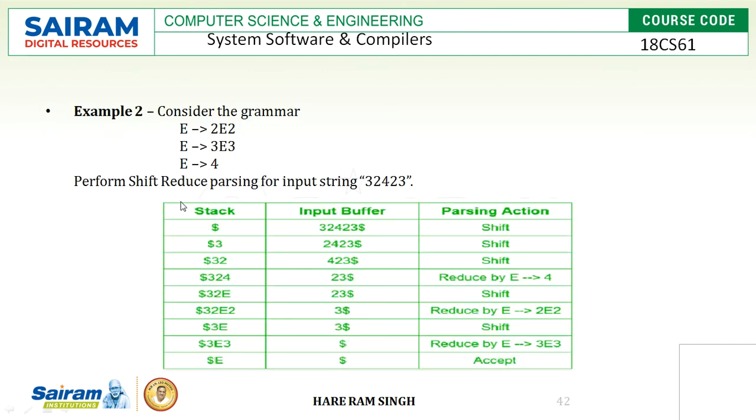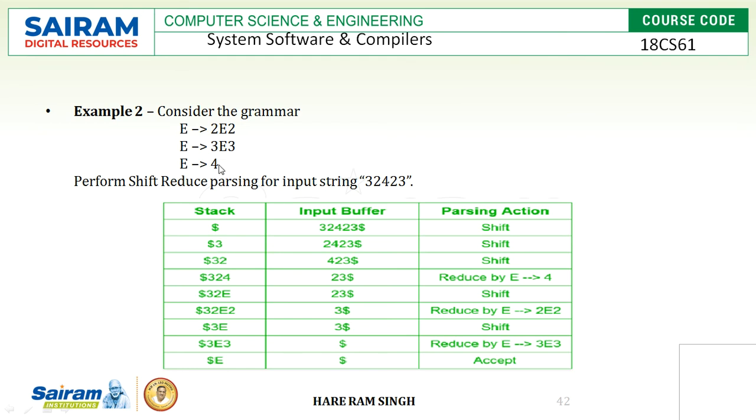For example, let us see another example. Consider the grammar E generates 2E2, and E generates 3E3, and E can generate 4. Perform shift reduce parsing for the input string 3 2 4 2 3. So in the input buffer we will be having 3 2 4 2 3 and the stack will start with a dollar, and here shift operation will be there for 3.